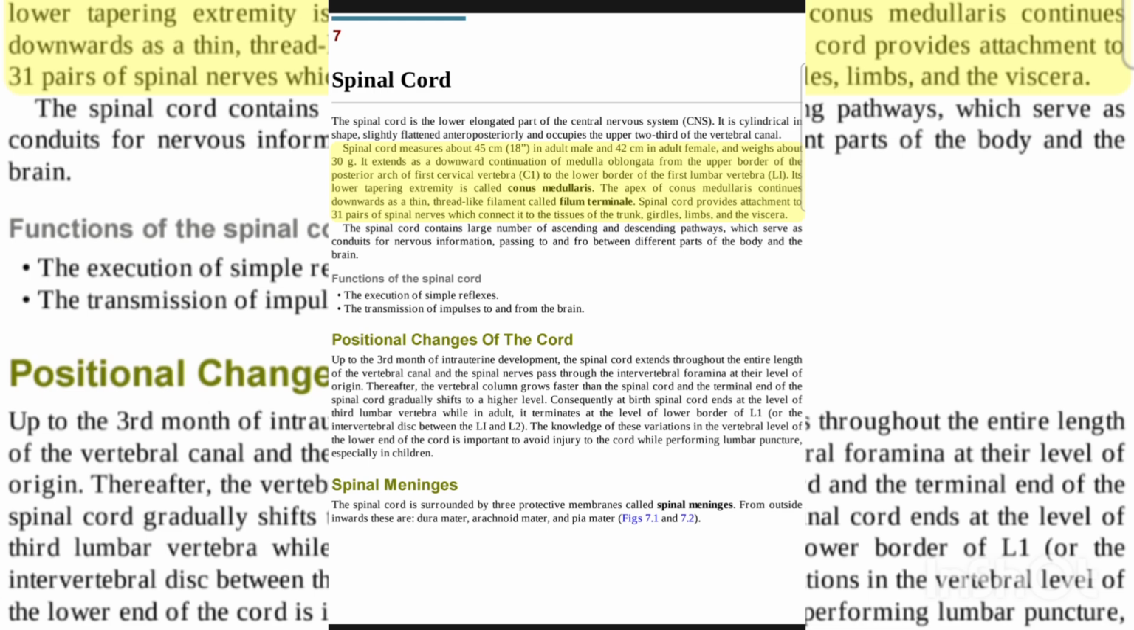It extends as a downward continuation of medulla oblongata from the upper border of the posterior arch of first cervical vertebra, C1, to the lower border of the first lumbar vertebra, L1. Its lower tapering extremity is called conus medullaris. The apex of conus medullaris continues downwards as a thin, thread-like filament called filum terminale.